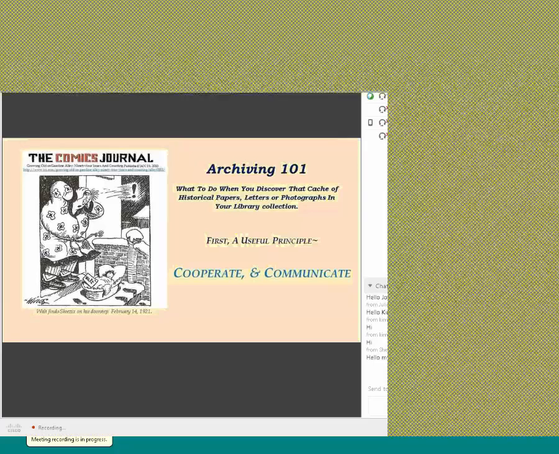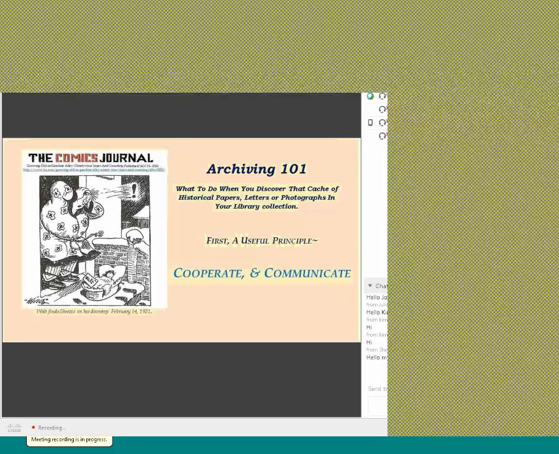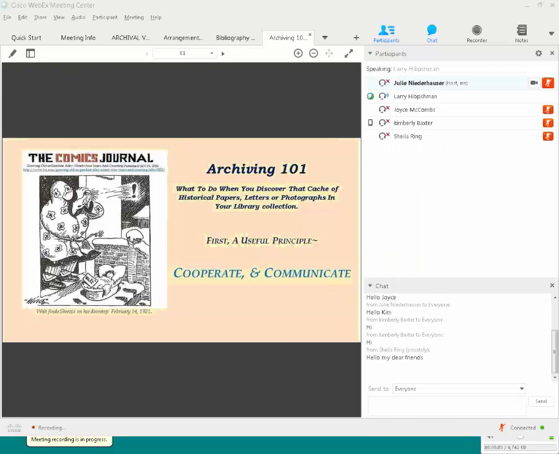but it also can be pretty rewarding. The first thing I want to mention is a useful principle: cooperate, cooperate, cooperate, and communicate, communicate, and communicate. Archives are usually rather small. They don't have a lot of money. They don't have a lot of clout. And the best way to deal with an archival collection is to get to know other archivists and work together, either finding information or getting advice, or even there's perhaps a cooperative project you can do.